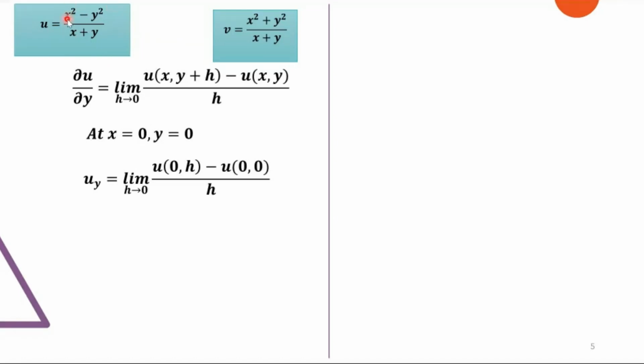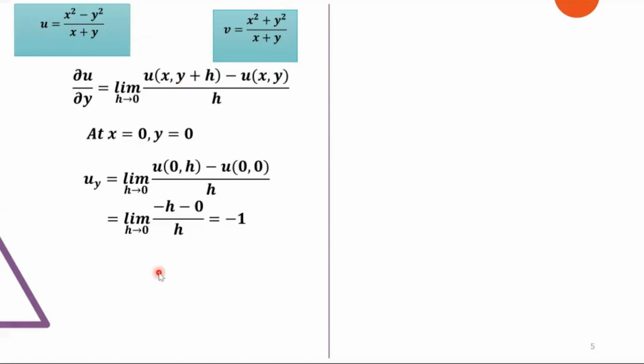Here we have to put x as 0 and y as h, so what will it become? u of 0 comma h. What will be the value of u of 0 comma h? Yes, correct, minus h. Very good. So the first one will be minus h. And what is the value of u of 0 comma 0? It is already equal to 0. So in the next step it becomes minus h minus 0 upon h, that is equal to minus 1. So the value of uy is minus 1.